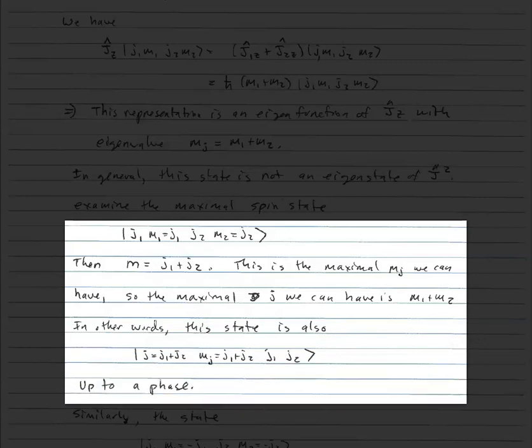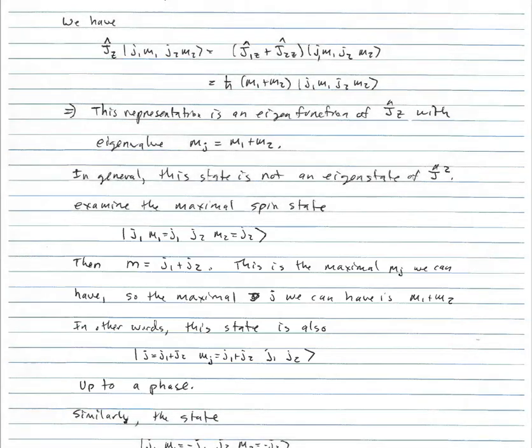In other words, the state j equals j1 plus j2, mj equals j1 plus j2, j1 comma j2 is going to equal the state j1, m1 equals j1, j2, m2 equals j2 up to a global phase. Now I'm going to just slow down for a moment here because I really want to make sure you understand this. I find when people are working with angular momentum and combining angular momentum, this fact they forget very, very quickly. And this fact is the key that you need to do anything in terms of working with total angular momentum states.